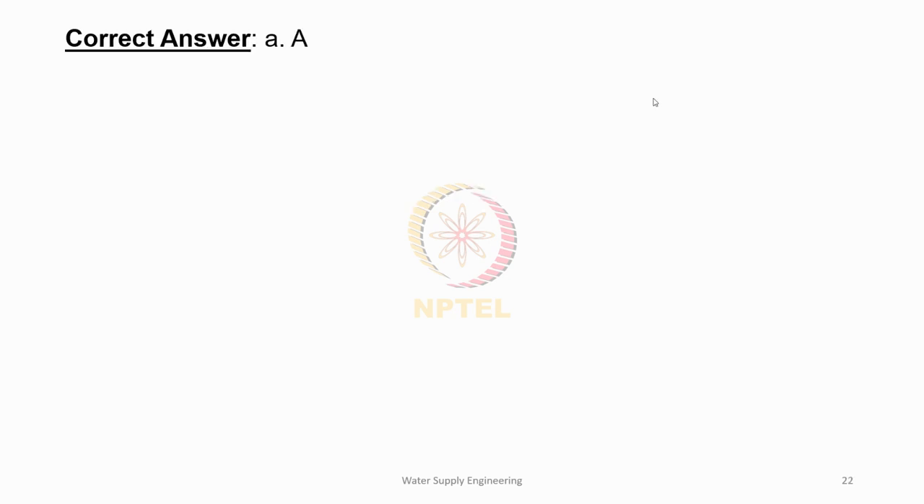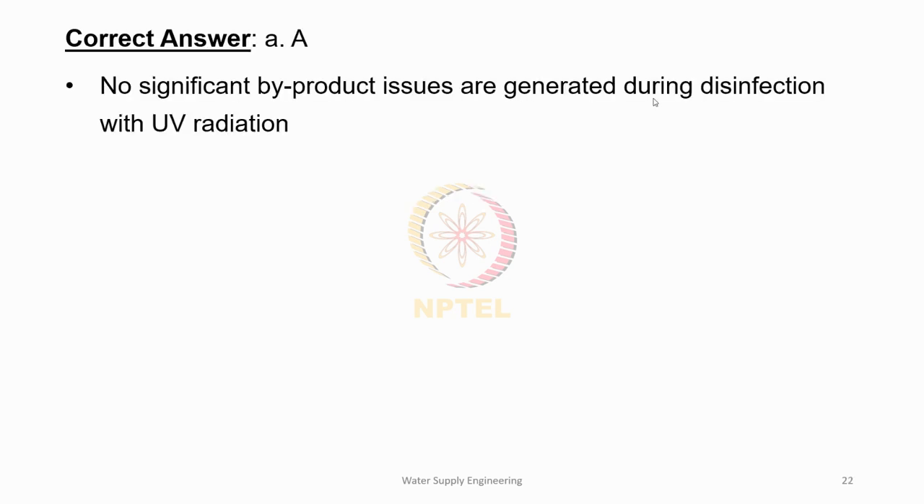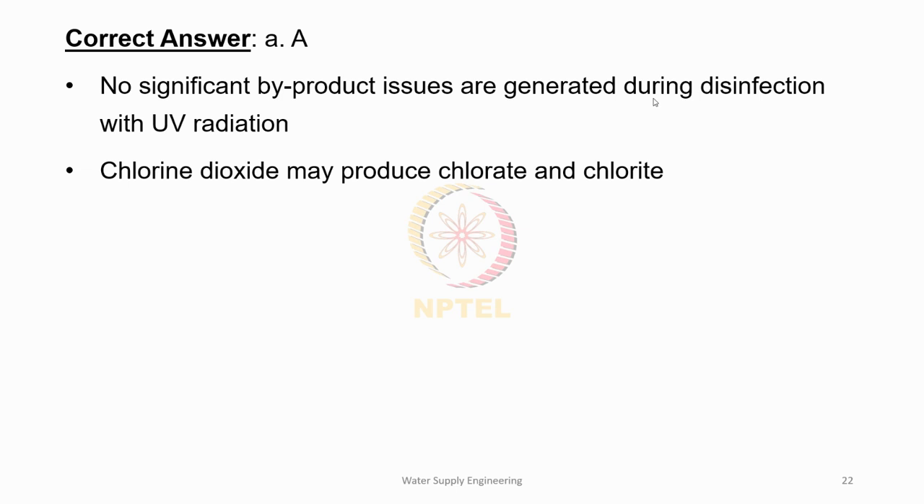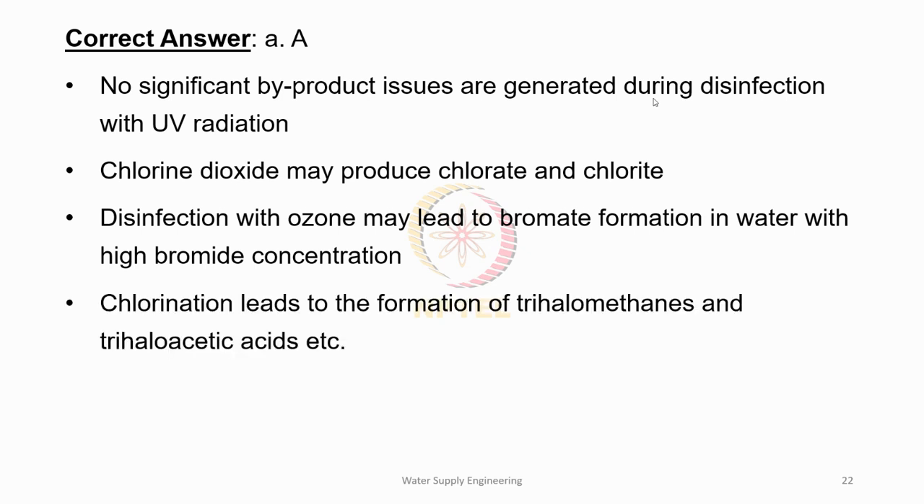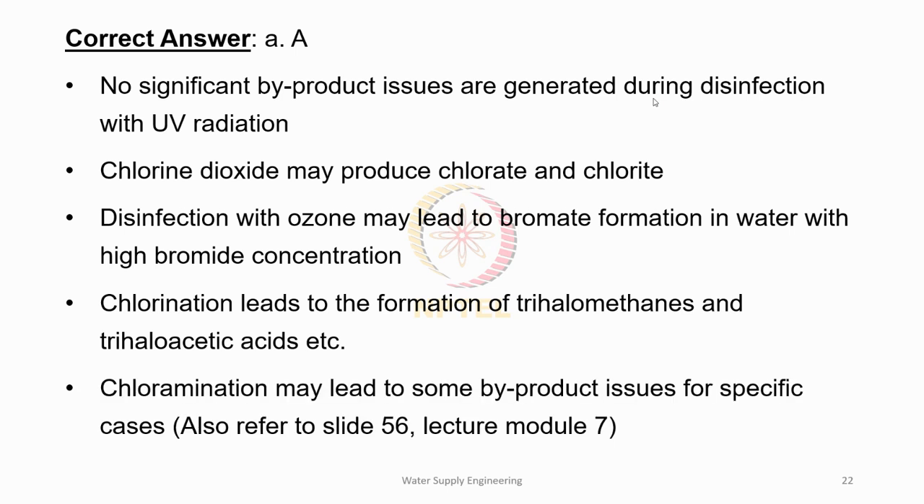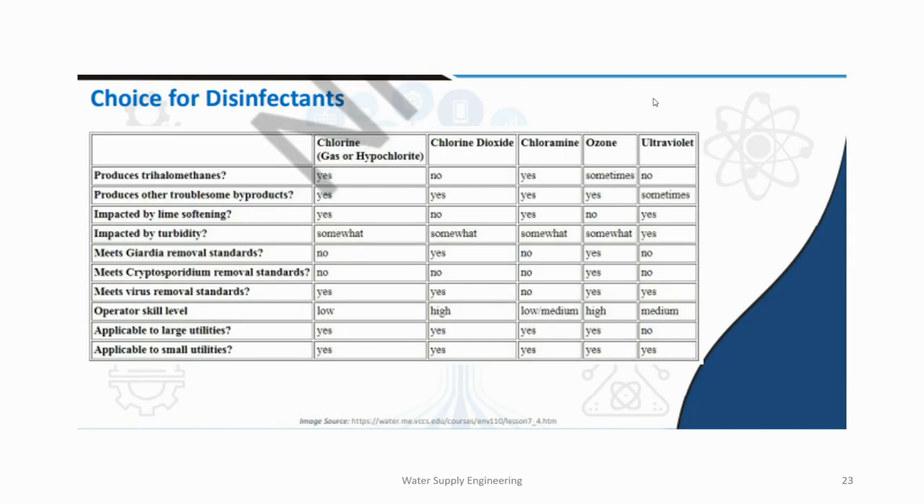Okay, so the correct answer is option A. No significant byproduct issues are generated during disinfection with UV radiation, whereas chlorine dioxide may produce chlorate and chloride ions. Disinfection with ozone may lead to bromate formation in water with high bromide concentration, and chlorination leads to the formation of trihalomethanes and trihaloacetic acids. It may also lead to some byproduct issues for specific cases.